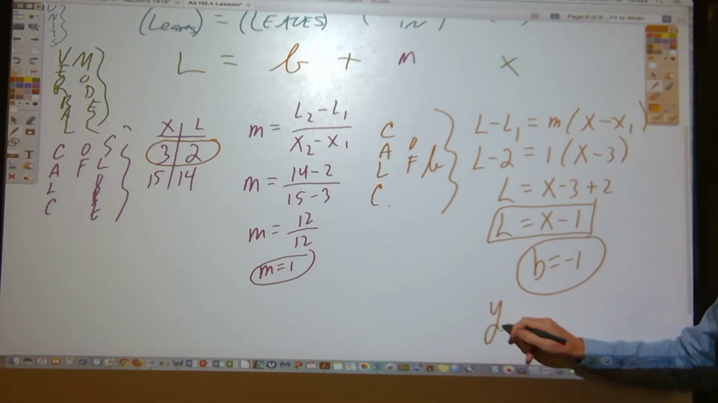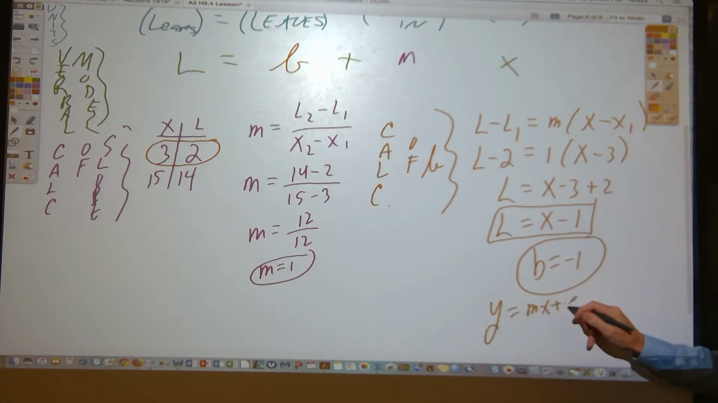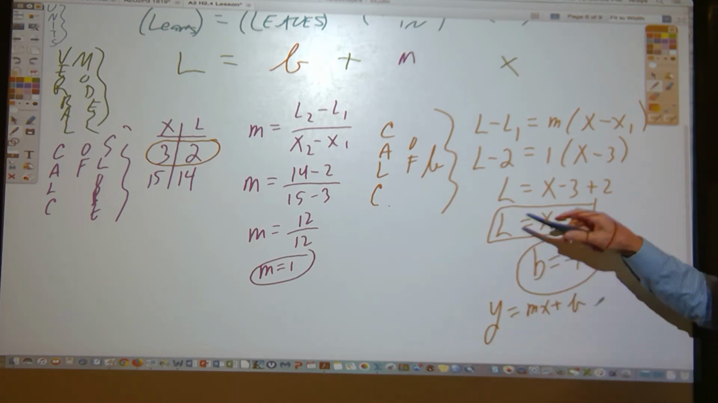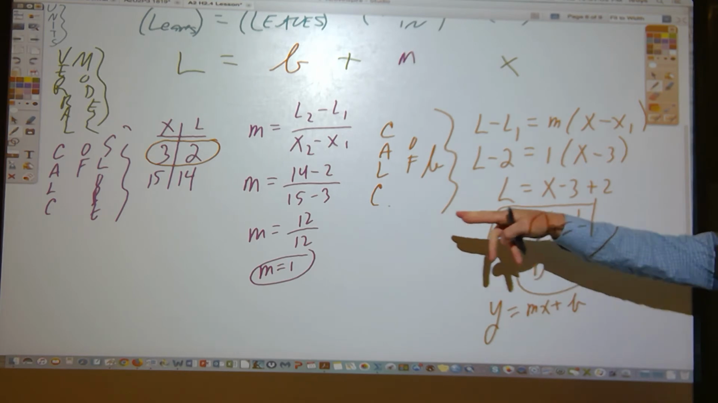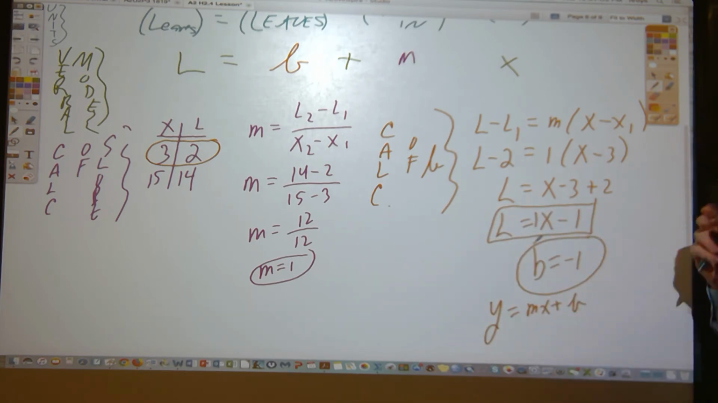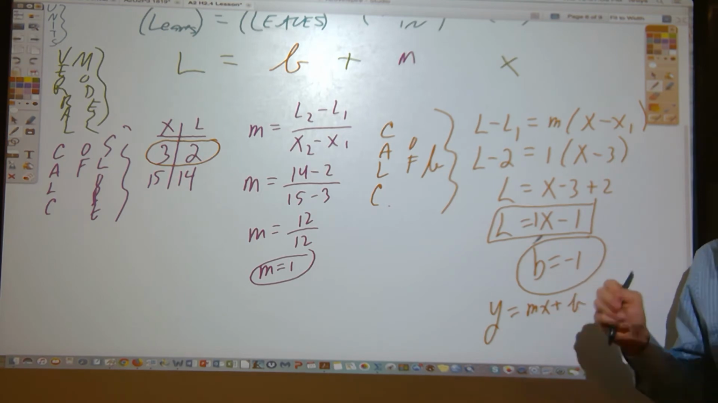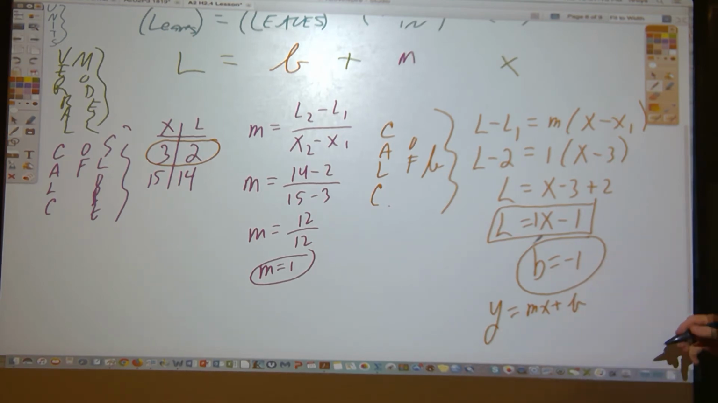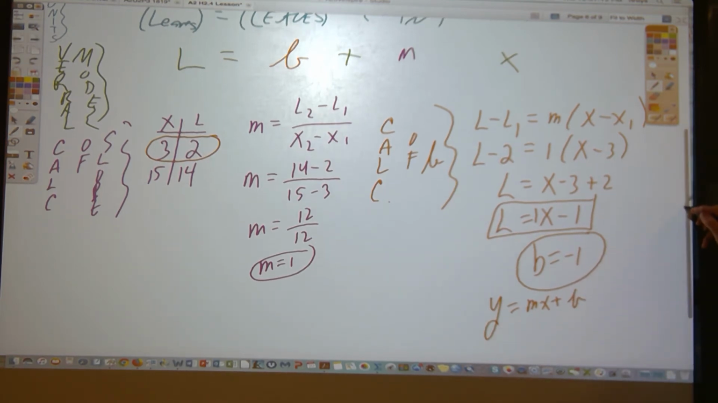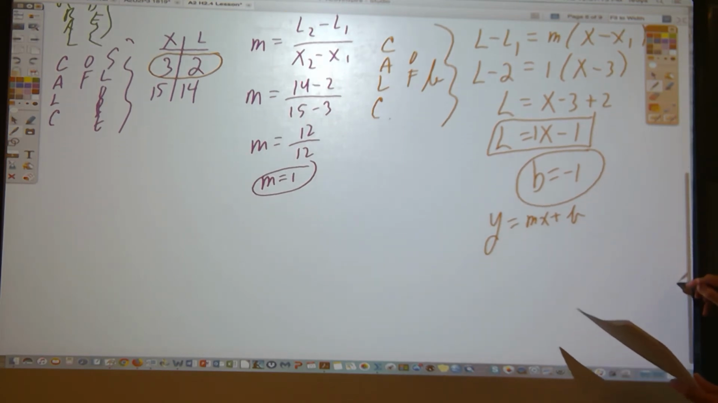So here's what my thinking was. Y equals MX plus B. Instead of Y, we're using L. M is 1. We knew that. We knew the slope was 1 from this work over here. X, and then the -1 lines up with B. That's the basis on which I conclude that B is -1. So that means we finally have a model.